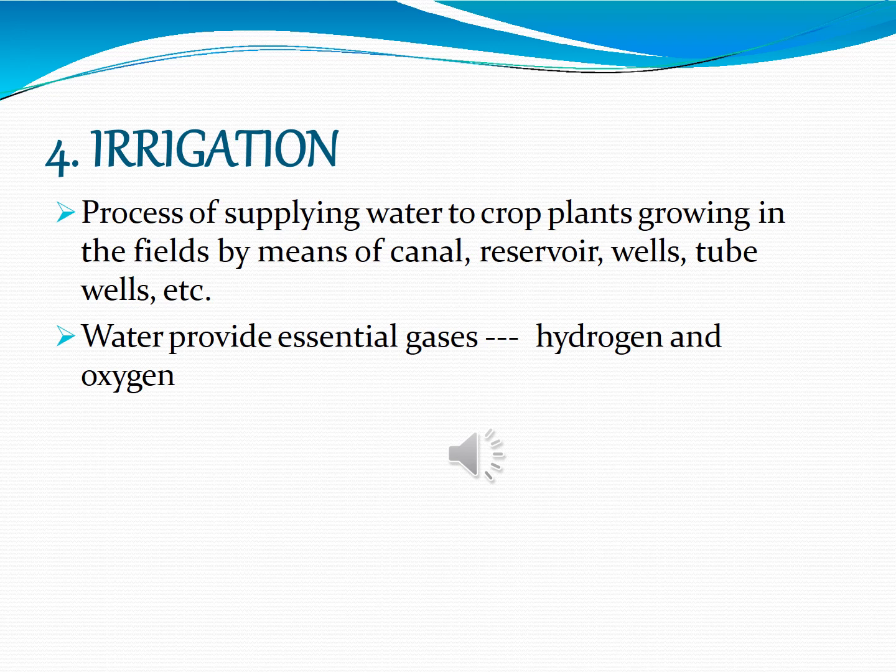Irrigation. Water is important for proper growth and development of plants. Water is essential because germination of seeds does not take place under dry conditions. The process of supplying water to crops growing in the fields by means of canals, reservoirs, wells, tube wells, etc., we call it irrigation. Water also provides essential gases like hydrogen and oxygen to the crop.